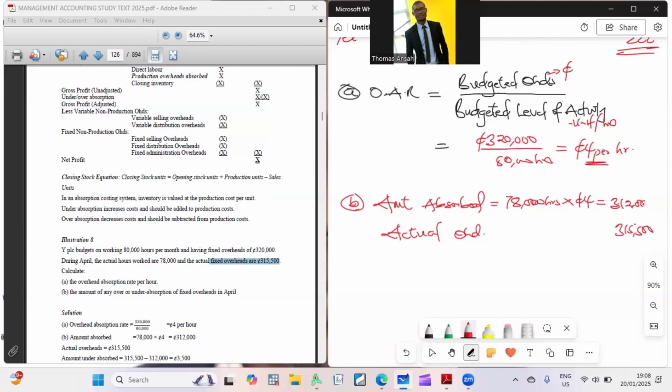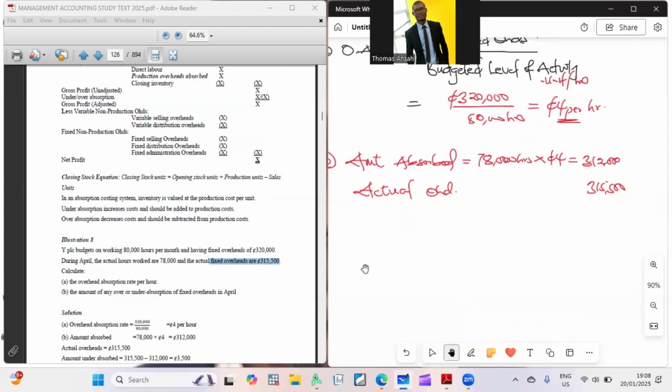So they absorb this into the product. But the actual is 315. So when you do that, you will see that they under absorb. Clearly, they under absorb.